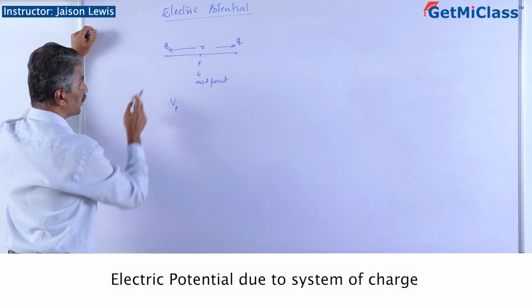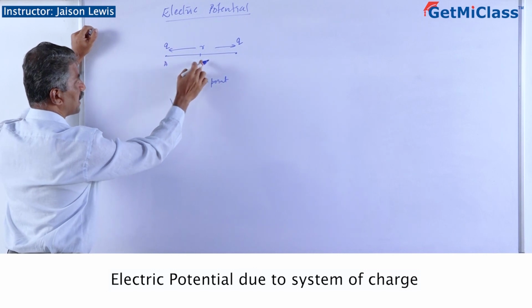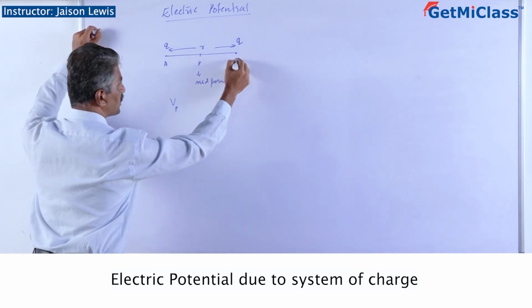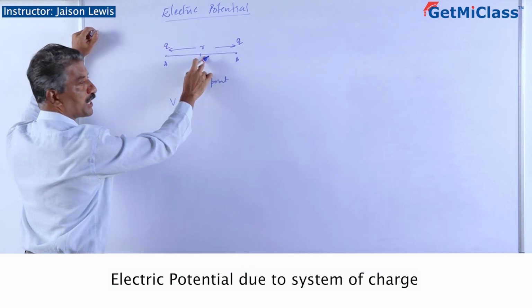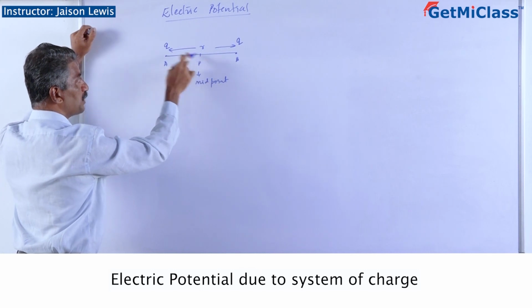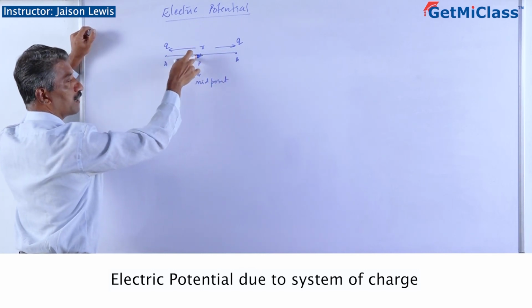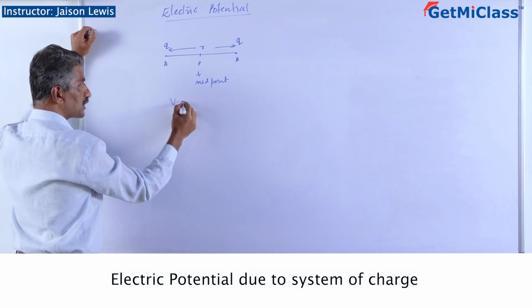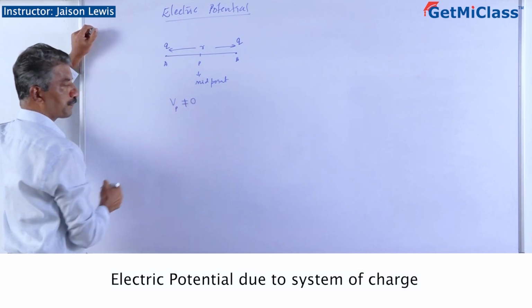We know because of the charge at A, it is having some potential at point P. Because of the charge at B, it is also having some potential at point P. Therefore, both the potentials at point P due to A and B are positive and they are added. Therefore, potential at P is not equal to 0.